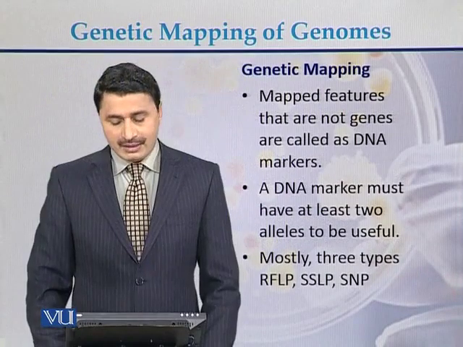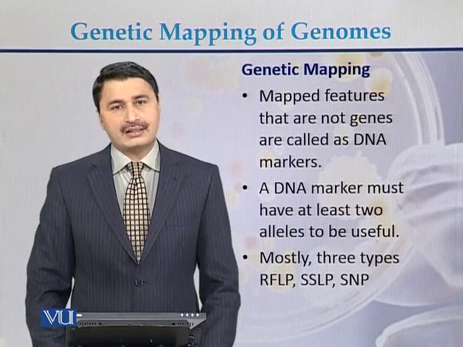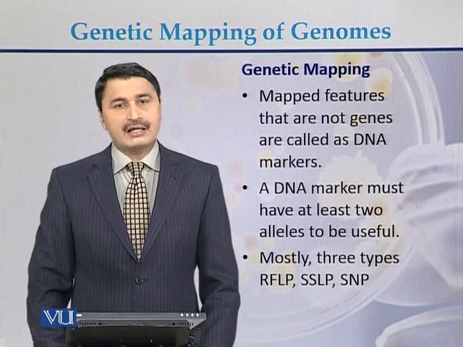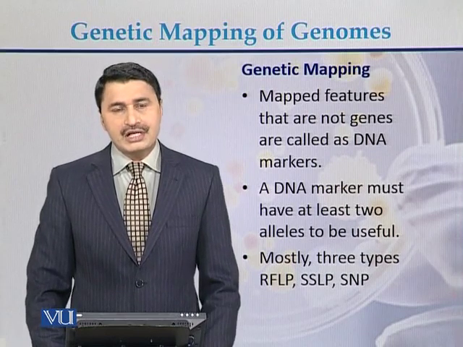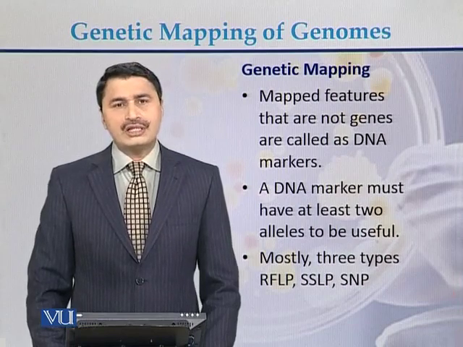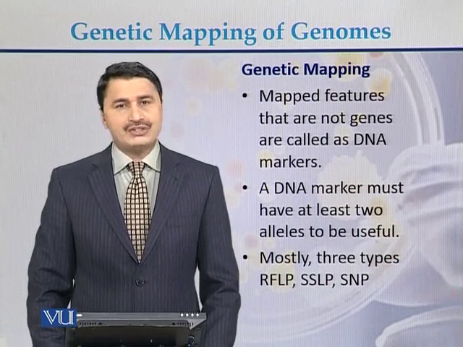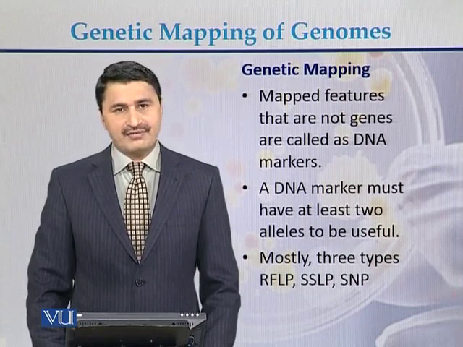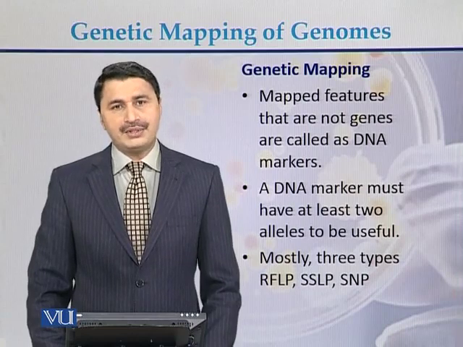Mapped features that are not genes are called DNA markers. A DNA marker must have at least two alleles to be considered a useful genetic marker. Mostly three types of genetic markers are used in genetic mapping. They are RFLP, SSLP, and SNP.